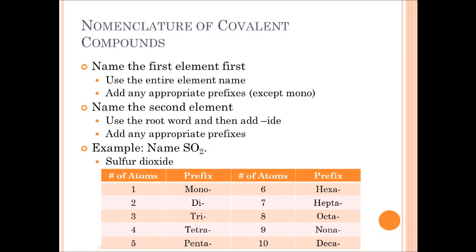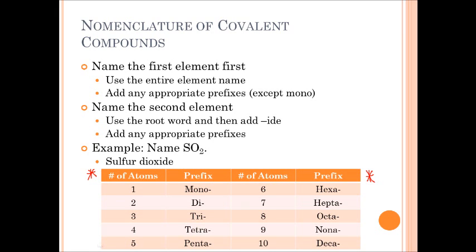Alright, how do you name covalent compounds? The main thing is you need to know your prefixes. This is written on your naming flowchart. A lot of these prefixes you know from before. So, you name your first element first. Typically, you're given two nonmetals.